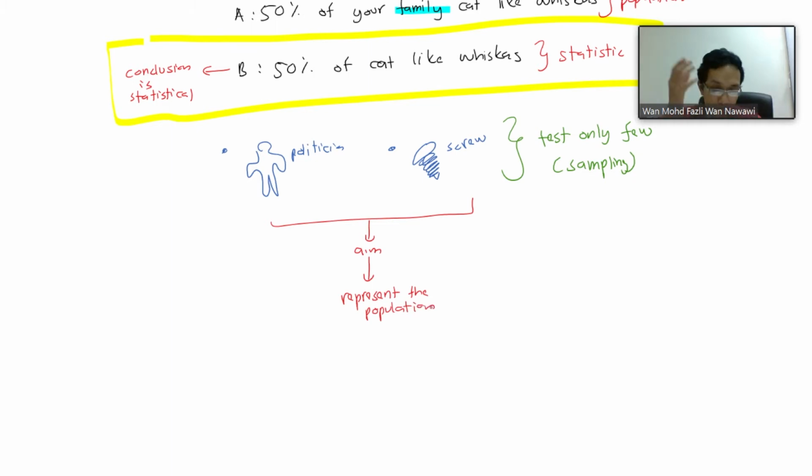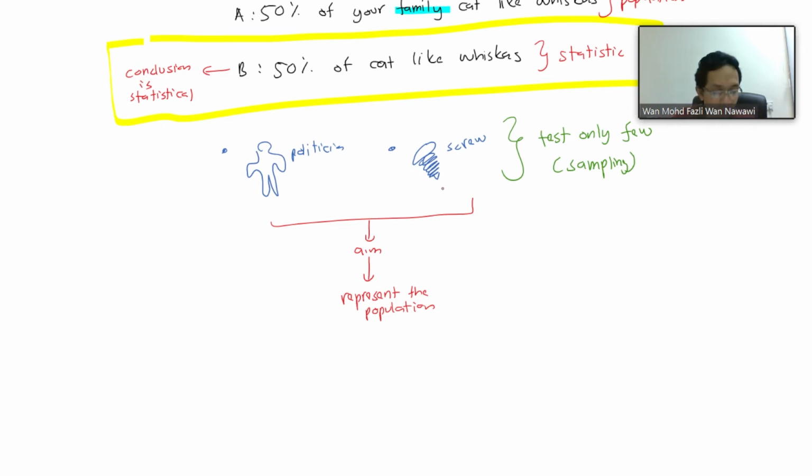For example, let's say you ask 10 of your friends about this particular politician. You hope that the conclusion you get, whether it's good or bad, is similar to what you would get if you asked the entire population of the country. Similar with this thing, the screw.